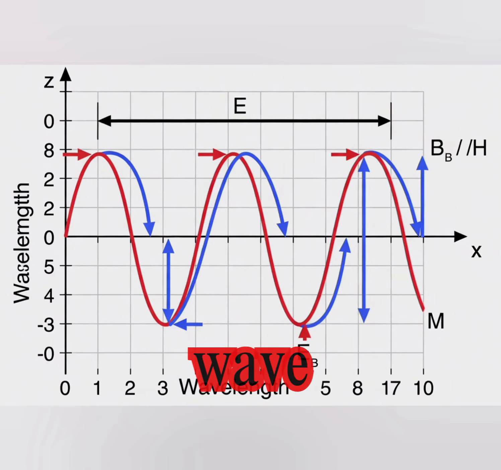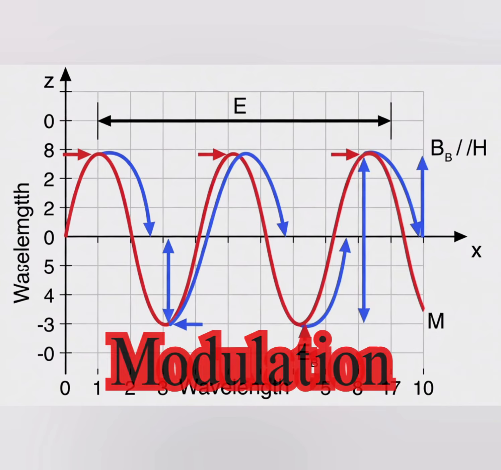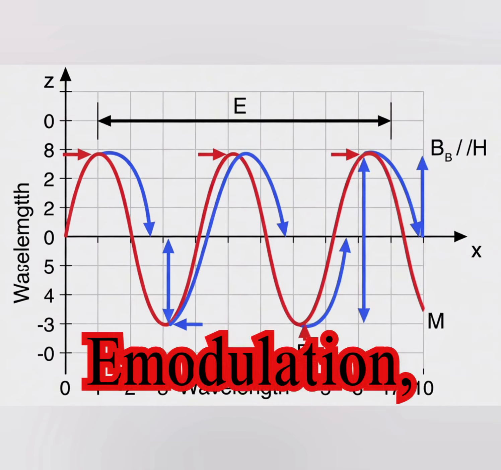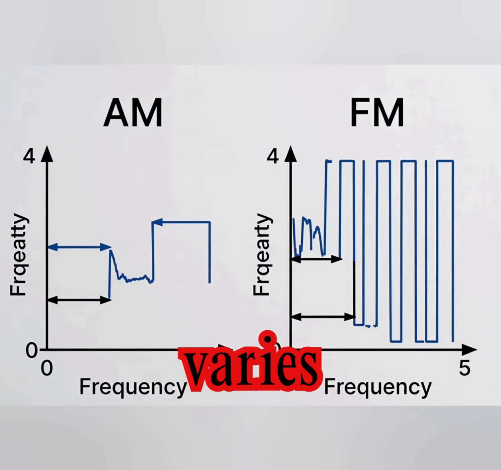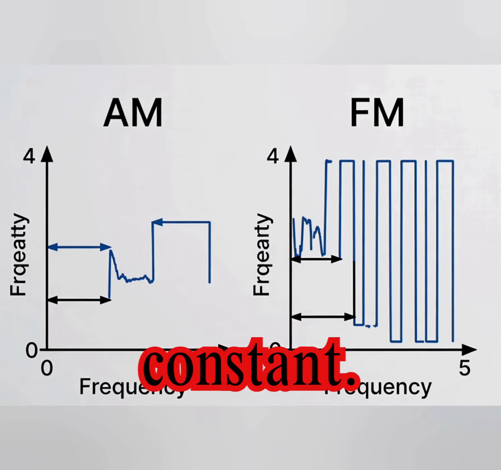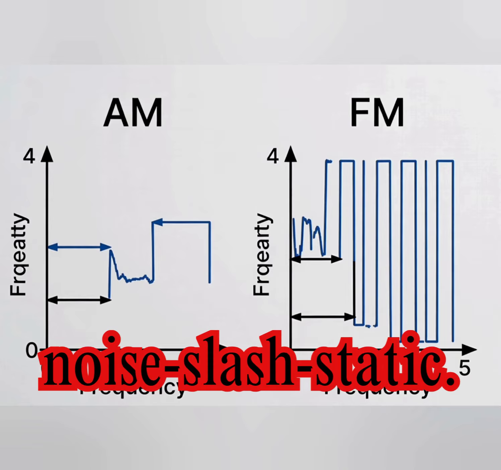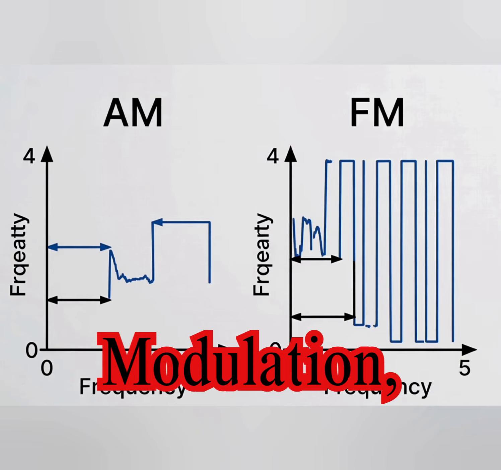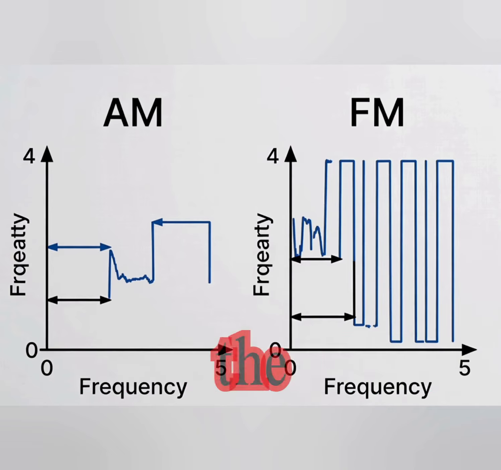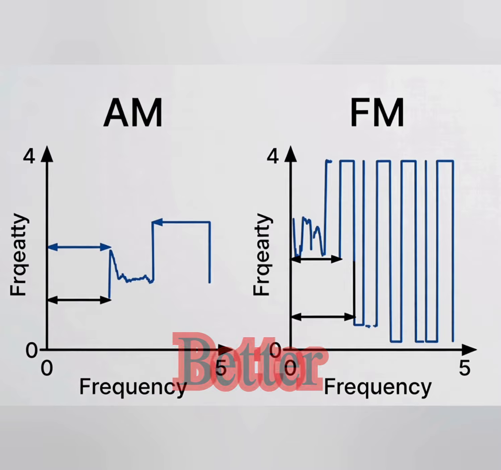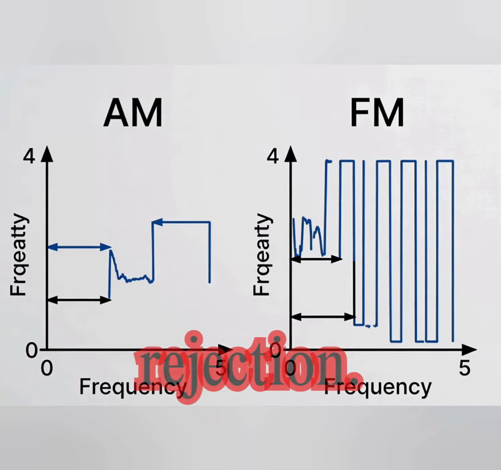A pure carrier wave carries no information. Modulation encodes the signal onto it. Amplitude modulation, AM, varies the amplitude (strength) of the carrier while keeping frequency constant, simpler but more susceptible to noise/static. Frequency modulation, FM, varies the frequency of the carrier while keeping amplitude constant, better sound quality and noise rejection.